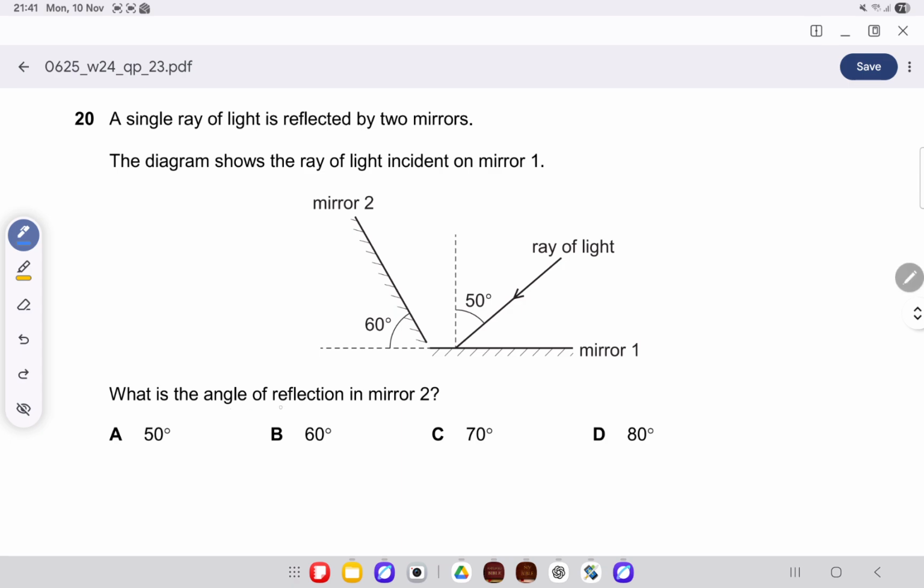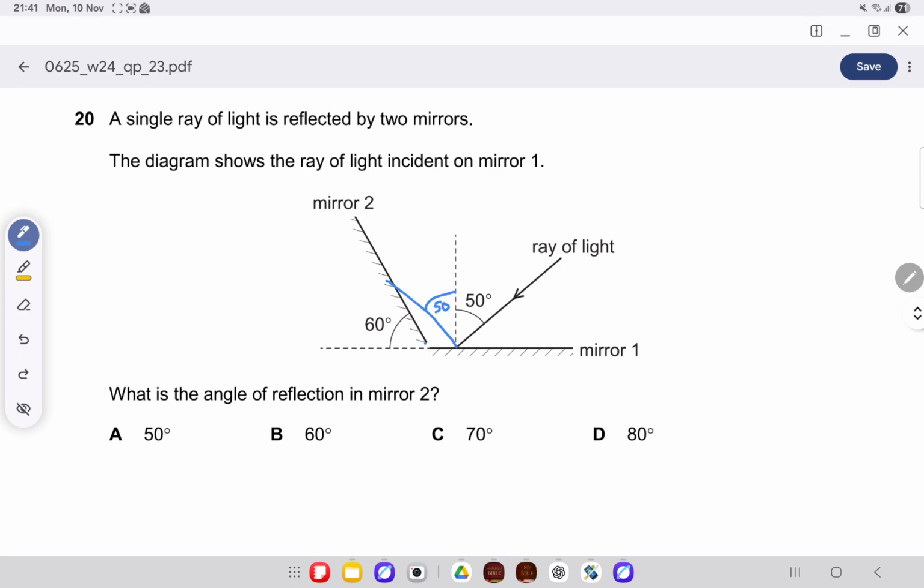And the question is, what is the angle of reflection in mirror 2? If you look at mirror 1, the angle of incidence is 50 degrees. So we can continue the path like this. If this angle of incidence is 50 degrees, then the angle of reflection on mirror 1 will also be 50, according to the laws of reflection. So this is 50.